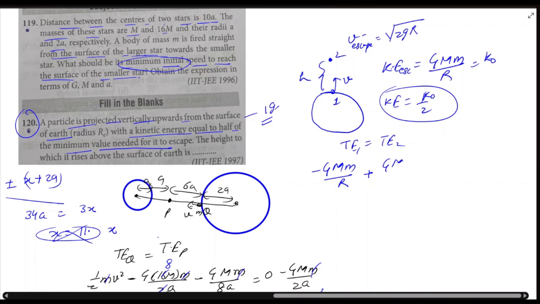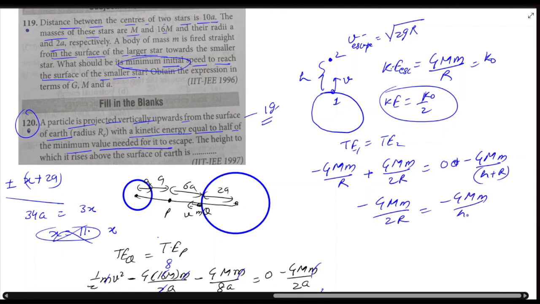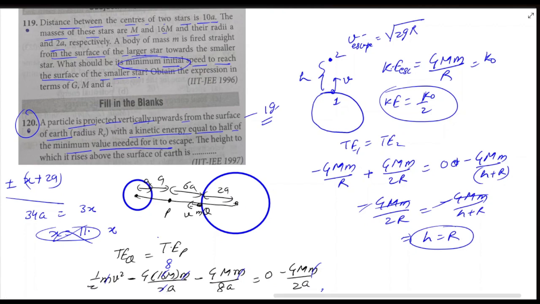So it will be GMm by 2R equal to, the kinetic energy is 0 here, minus GMm by h plus R. So this is h plus R. So it will be minus GMm by 2R equals minus GMm by h plus R. So minus will get cancelled. So here h will be equal to R, right? So this is easy.